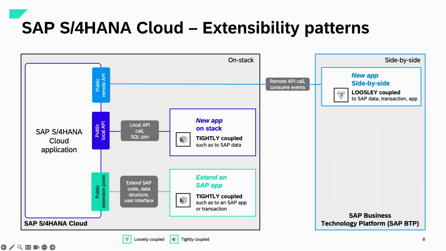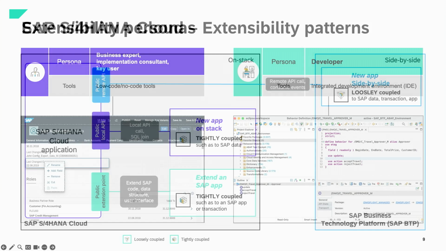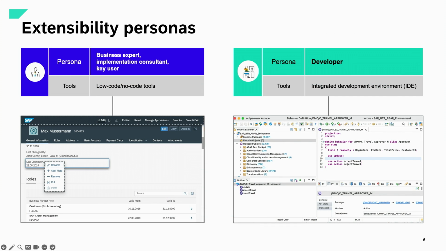So we have these 3 extension patterns available, and of course we have answers for all 3 of them. So first of all, let's take a look at the personas. We have, of course, the key user or business expert. Some of you might have heard of key user extensibility here.